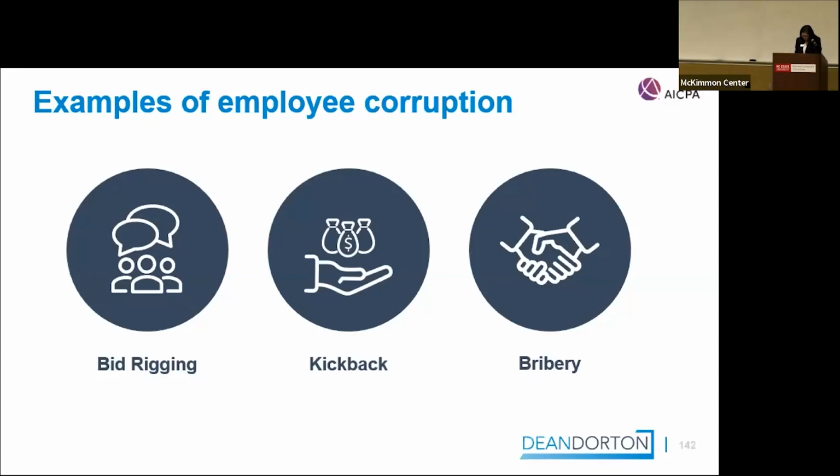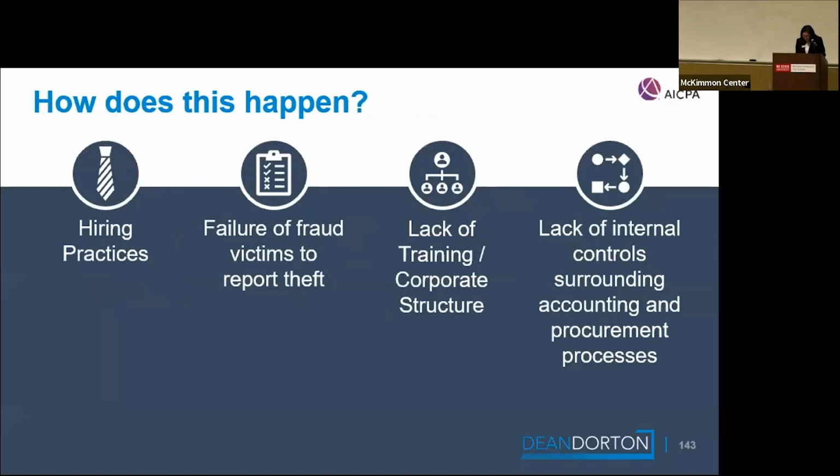Bribery obviously is the corrupt payment of money, gifts, or other rewards to influence action. So how does this happen and what can you do? One of the most effective controls is to conduct pre-employment screenings. So there's some things here that you can consider. You should probably always consult with an attorney just to know the local rules.